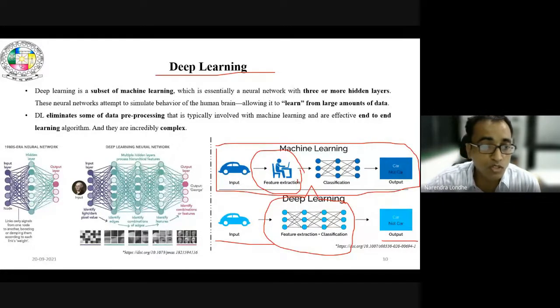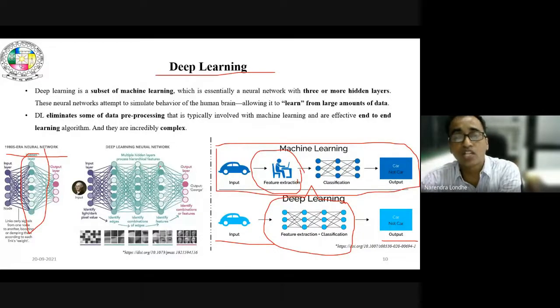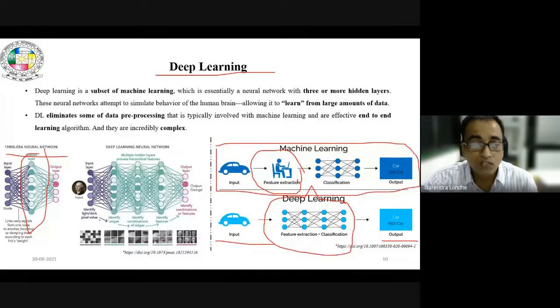If you see the 1980s era, the neural network had majorly one hidden layer, as I told you, but now it has multiple hidden layers. There are multiple stages where we actually learn the features from the input images. See, this is the one input image given to this network. In the first layer, we are identifying just the edges. Then in the next layer, we are identifying the combination of the edges.